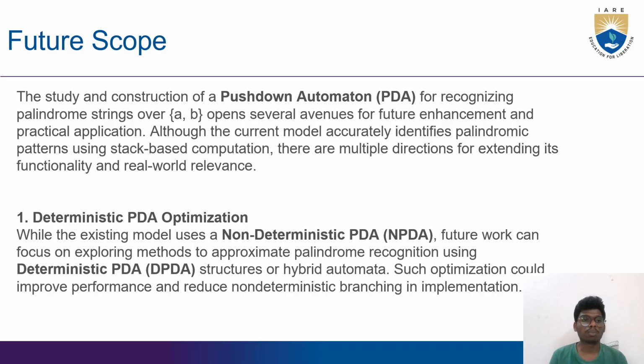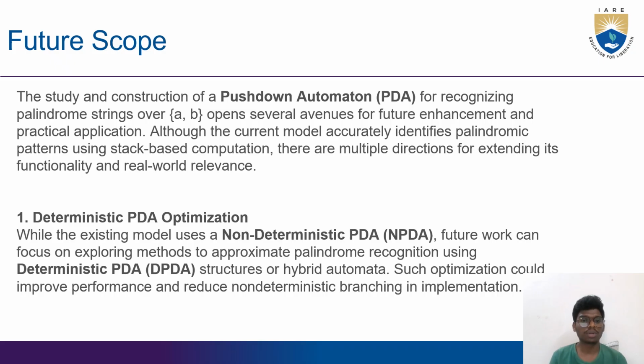Let's see the future scope. The study and construction of pushdown automata for recognizing palindrome strings over A, B opens several avenues for future enhancements and practical application. Although the current model accurately identifies palindromic patterns using stack-based computation, there are multiple directions for extending its functionality and real-world relevance.